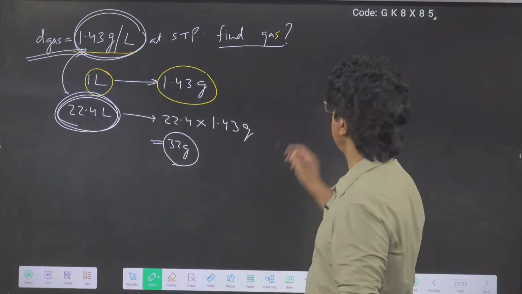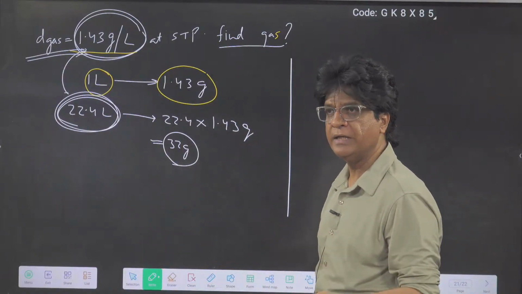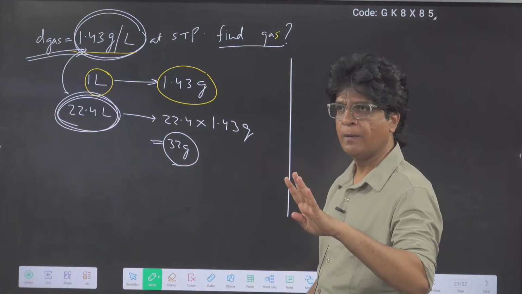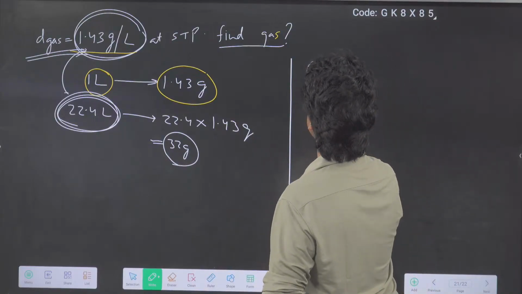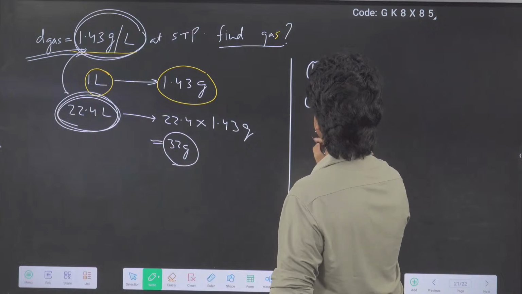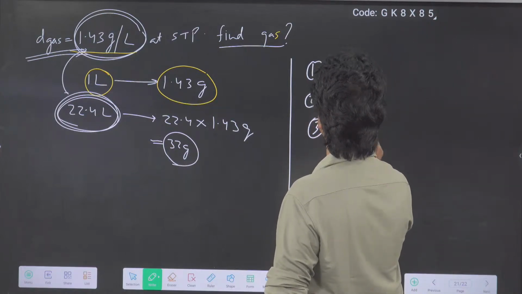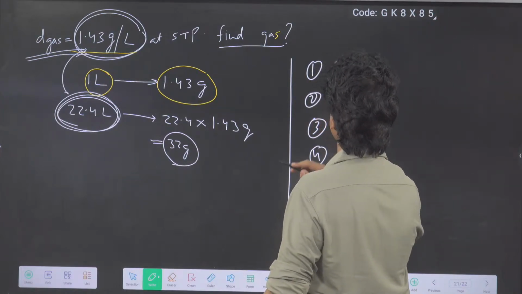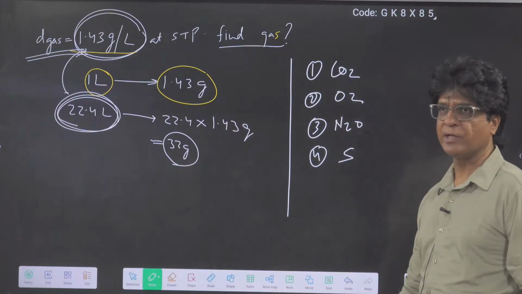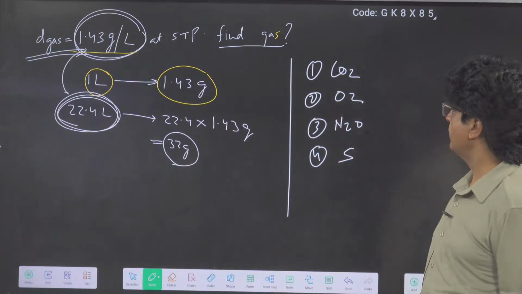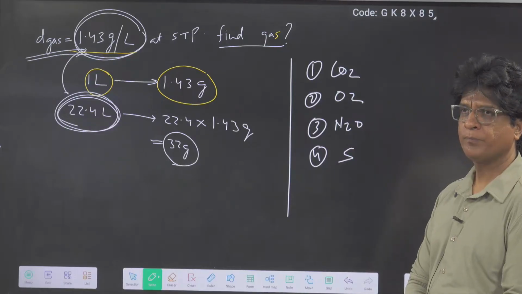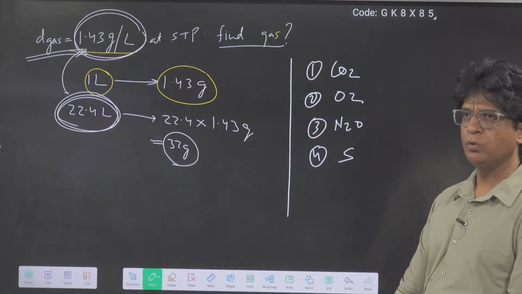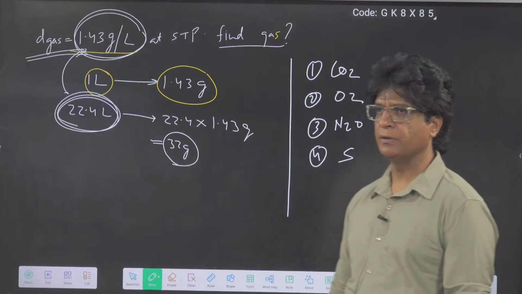Because in NEET, you will get 4 options. You have to identify the right answer from that. First is CO2. Second one is O2. Third one is N2O. And fourth one is sulfur. You can choose multiple answers as well. So what are your answers? Come on. CO2, O2, N2O, sulfur.